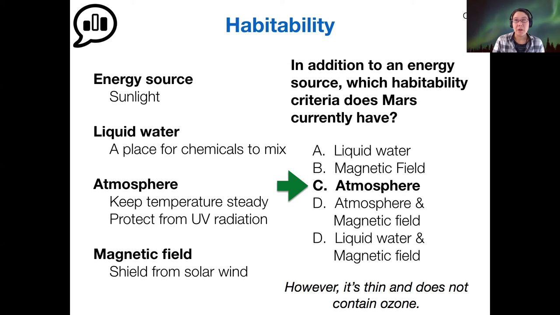On the other hand, Mars's atmosphere is really thin and it doesn't contain ozone. So it's not really that protective from UV radiation, and it doesn't do that much to help keep the temperature of Mars steady. It keeps Mars steadier than the Moon or Mercury, which don't have any atmosphere at all. So it has an atmosphere and that can be at least somewhat protective of life, but it doesn't have a magnetic field that's strong enough to shield from solar wind. And currently it does not have liquid water widespread on its surface. There is lots of evidence that it had liquid water on the surface in the past though.